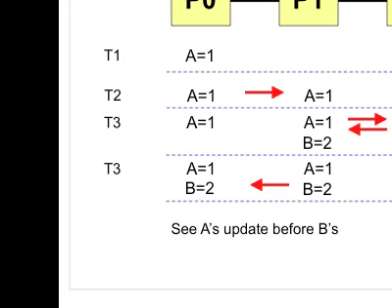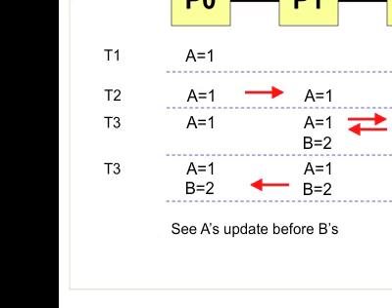There'll be some delays. So one example we're showing here is, assume variables a and b are zero at the beginning, and at time t1, P0 updated the value of a to 1. In the same time slot, P3 updated the value of b to 2.